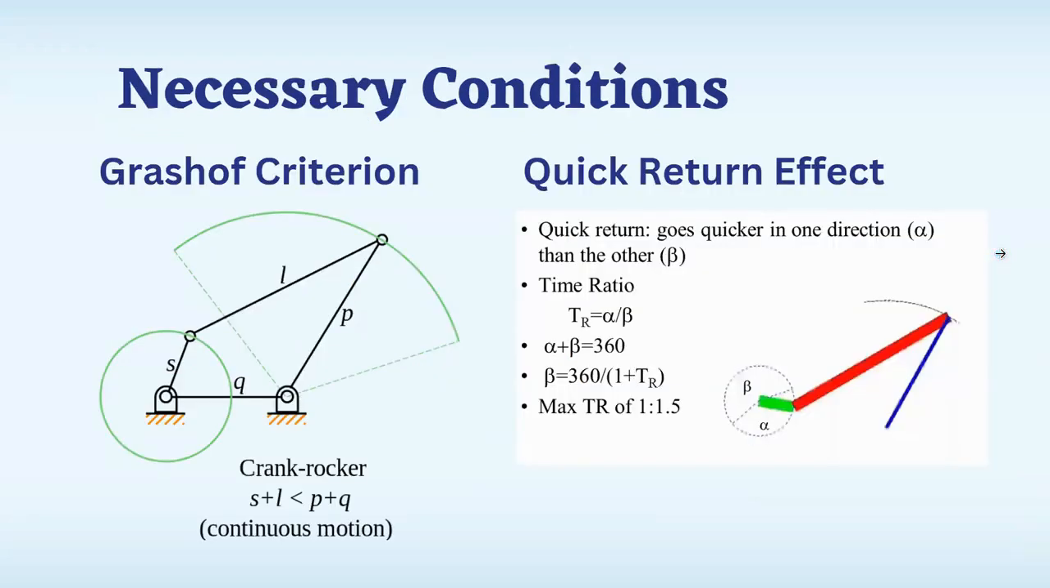We have ensured that our mechanism satisfies the Grashof criterion. The quick return effect occurs when forward speed and return speed are different in a crank mechanism. We have ensured that no quick return effect occurs in our mechanism.